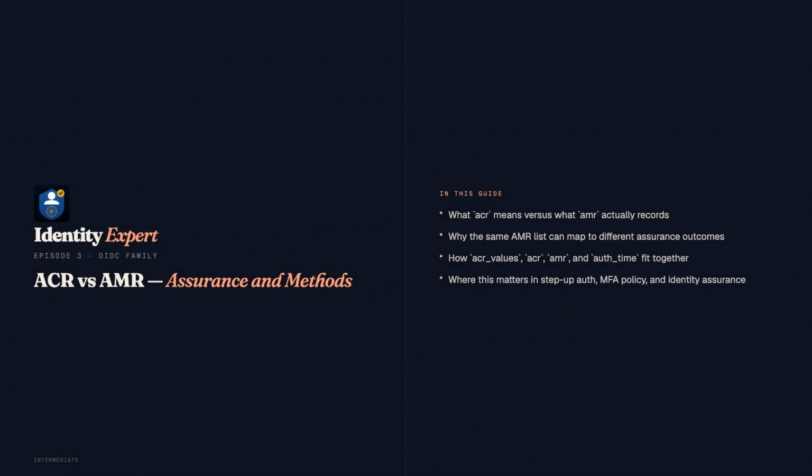In this guide: the exact difference between ACR and AMR in OpenID Connect, why AMR equals password plus OTP does not automatically imply one universal assurance level, how ACR values request stronger authentication while the ID token returns ACR and AMR claims, and where this matters in step-up auth, MFA policy, and identity assurance.